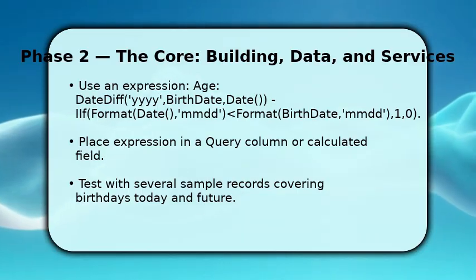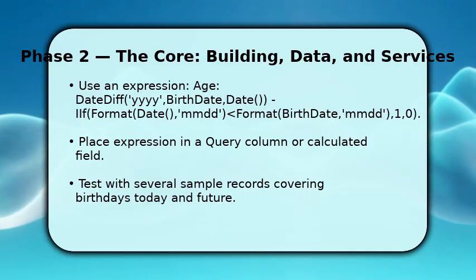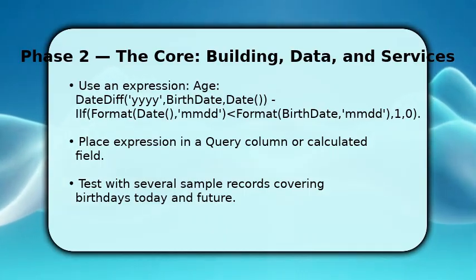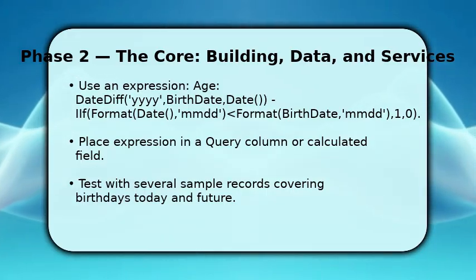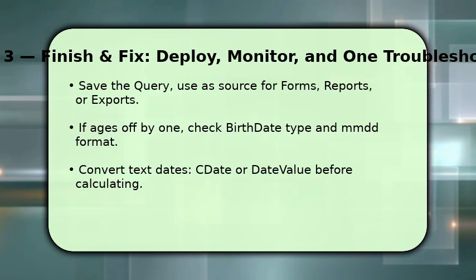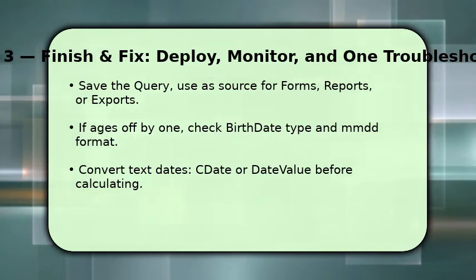Make sure to test for records where the birthday is today, has passed, and is still upcoming. This ensures the format comparison correctly subtracts 1 when needed. You finish by saving the query and using it as the data source for forms, reports, or exports. The calculated age field updates automatically.